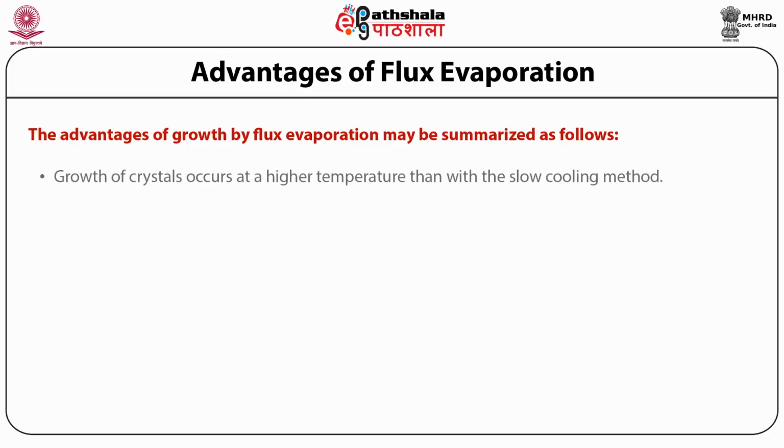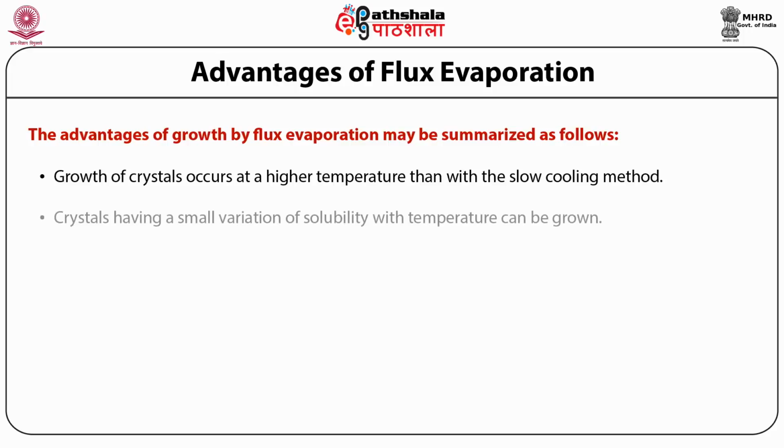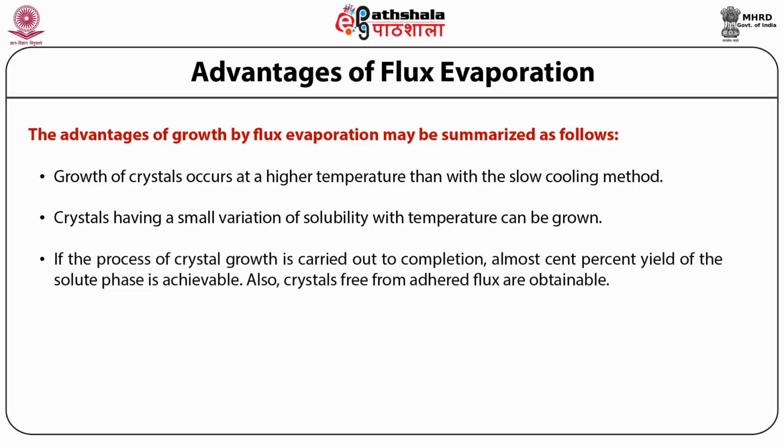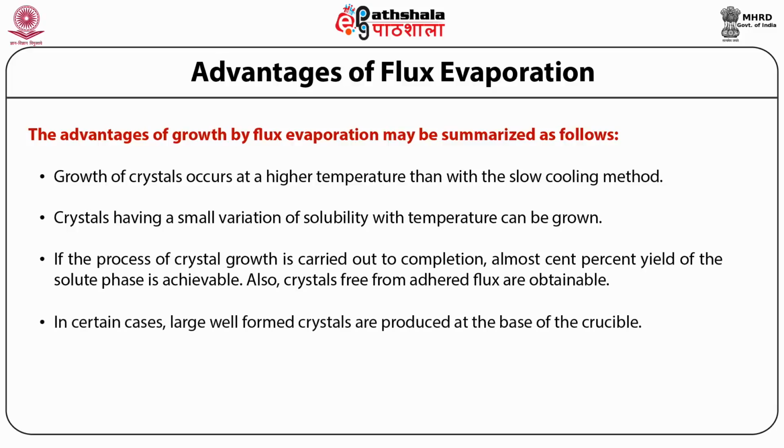Number 1. Growth of crystals occurs at higher temperature than with the slow cooling method. Number 2. Crystals having a small variation of solubility with temperature can be grown. Number 3. If the process of crystal growth is carried out to completion, almost 100% yield of the solid phase is achievable. Also, crystals free from adhered flux are obtainable. Number 4. In certain cases, large well-formed crystals are produced at the base of the crucible.